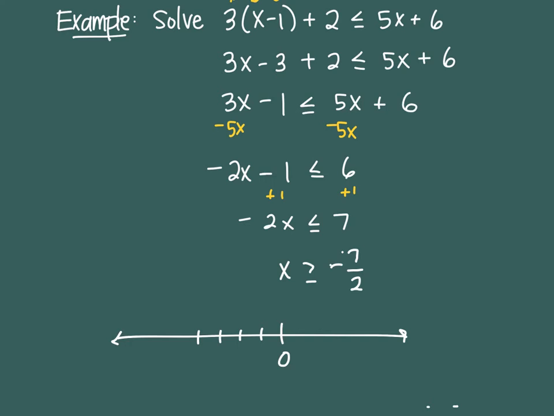And so if I mark out where negative 3 is and I mark out where negative 4 is, I want negative 3.5. So I'm going to draw this one like a bracket because it is including that number. So it's negative 3.5. And I will be going greater than, x is greater than, so I'll be heading off to the right. An arrow showing that it goes on to infinity.